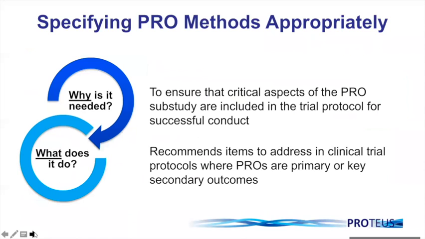So let me say briefly why the Spirit Pro guidance is needed. It's to ensure that critical aspects of the PRO sub-study are included in the trial protocol, and those are needed there for successful conduct. So what does it do? It recommends items to address in clinical trial protocols where PROs are primary or key secondary outcomes.